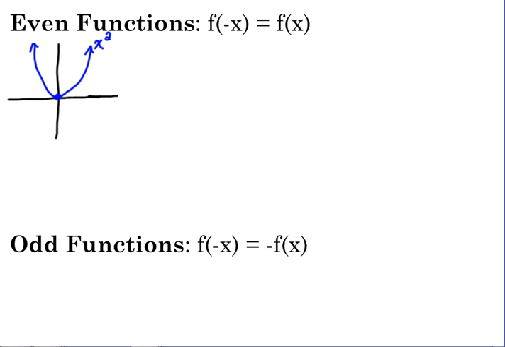X squared is an even function. So let's think about what this definition says. It says f of negative x is equal to f of x. So for example, f of negative 2 is equal to f of positive 2. Is that true for x squared? Yeah, negative 2 squared is 4, positive 2 squared is 4.